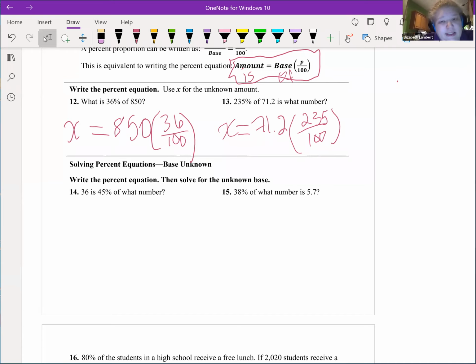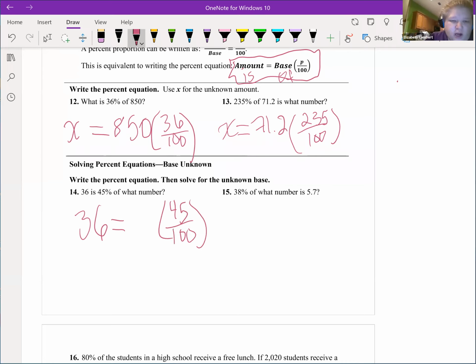So here, 36 is, that's our amount, 45%, so 45 over 100 of what? There's our unknown base, our of. So we have 45 over 100 is the decimal 0.45. So we have 0.45 times x. So we're just going to divide by that. And that will be solving the equation, getting x by itself by canceling out the multiplication with division.